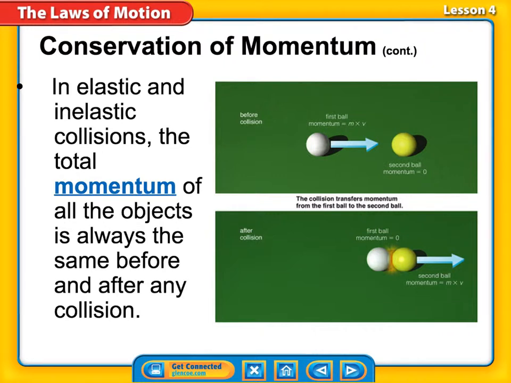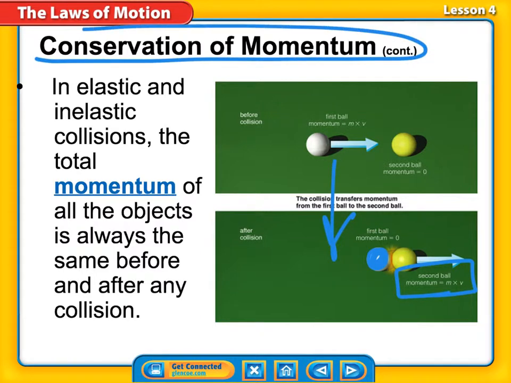This is what I was saying before, so I won't repeat it too much. If your first ball has momentum mv, and your second ball starts with 0, then after the collision, the first ball ends up with momentum 0, and all of the momentum is now in the second ball. That brings us to the end. You need to understand this conservation of momentum concept, where the momentum of a system before equals the momentum of the system after.